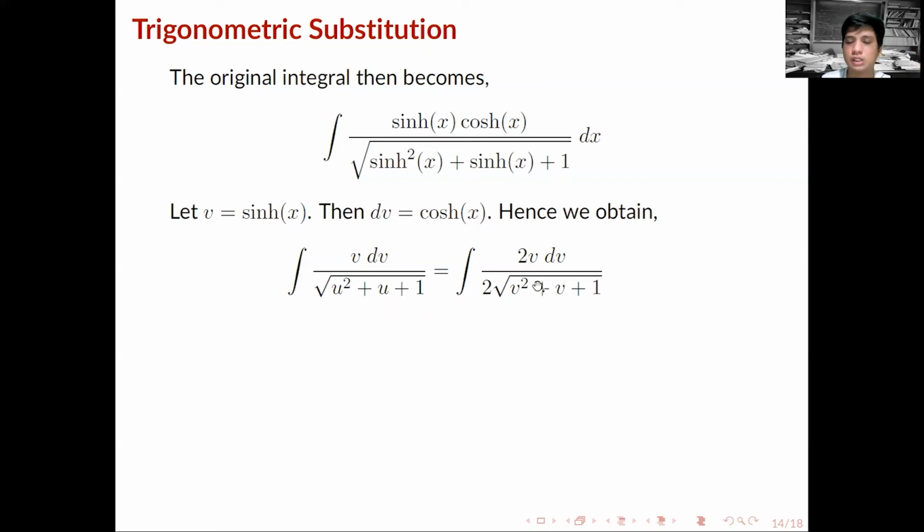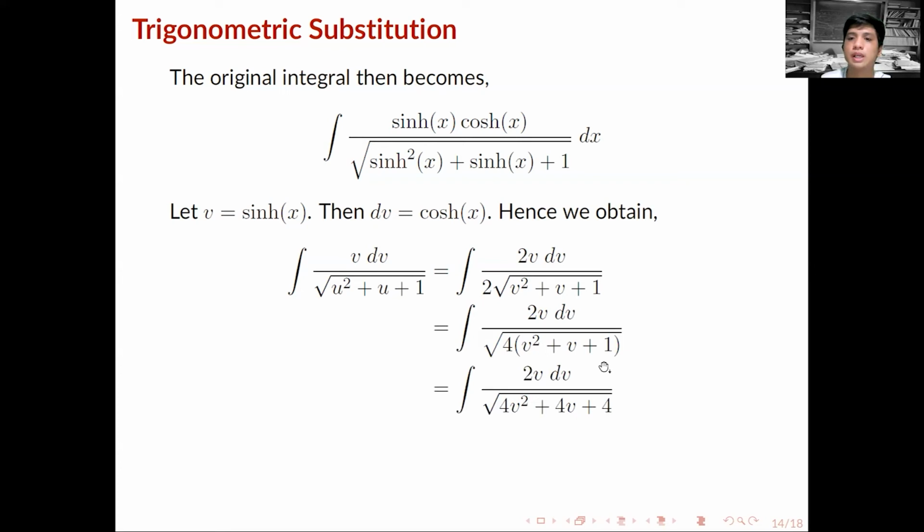But here, they use a different method. They multiply the numerator and denominator by 2. And since 2 can be rewritten as the square root of 4, you can put 4 inside the radical. And then after distributing it, we will obtain the same integral. As you can see, there's 2 in the numerator, and the radical expression is still 4v squared plus 4v plus 4.